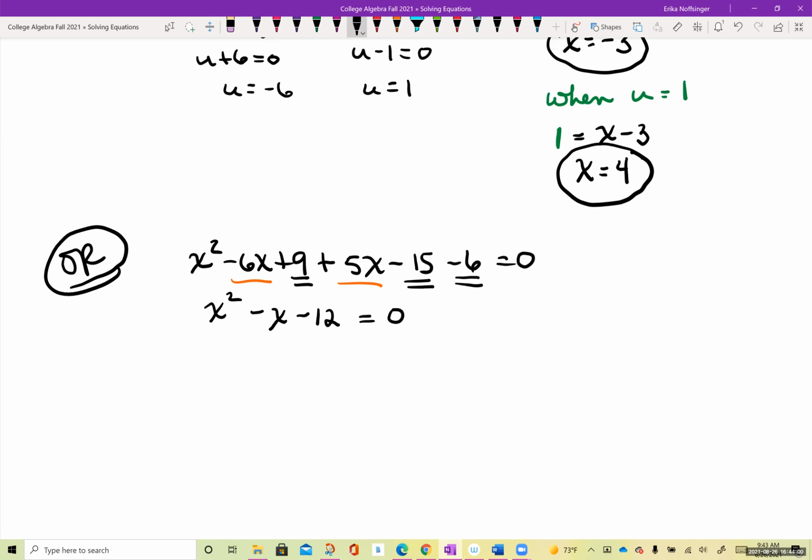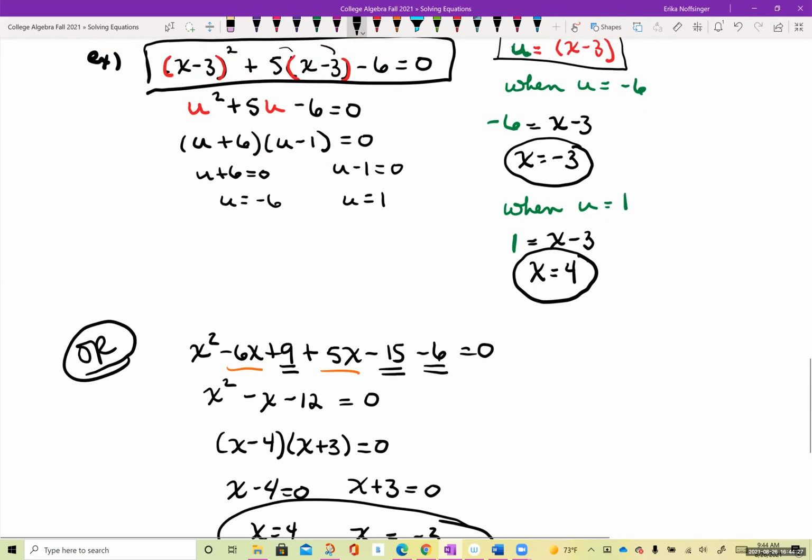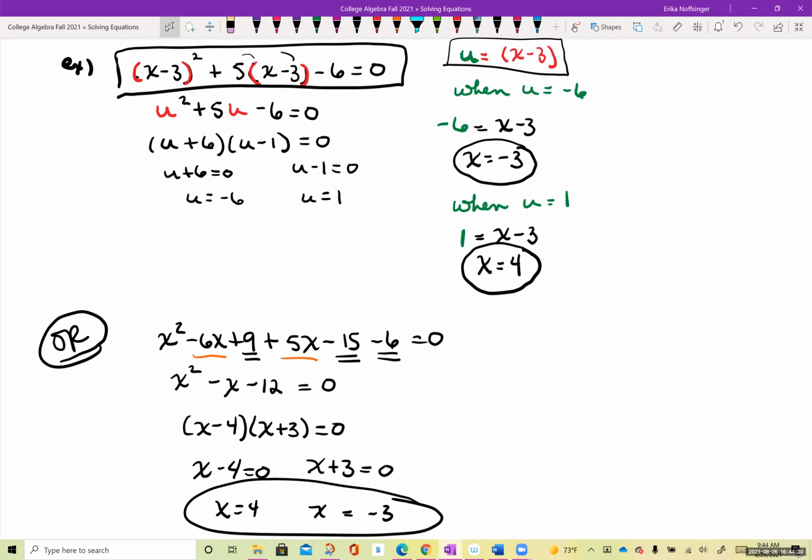So factor this. There's two numbers that multiply to negative 12 and add to negative 1. That's a negative 4 and a positive 3. So x minus 4, x plus 3 equals 0. Set each equal to 0. And so we get x is 4 and x is negative 3. So I kind of went fast going through expanding the terms and distributing, but we get the exact same answers, either method that we choose.